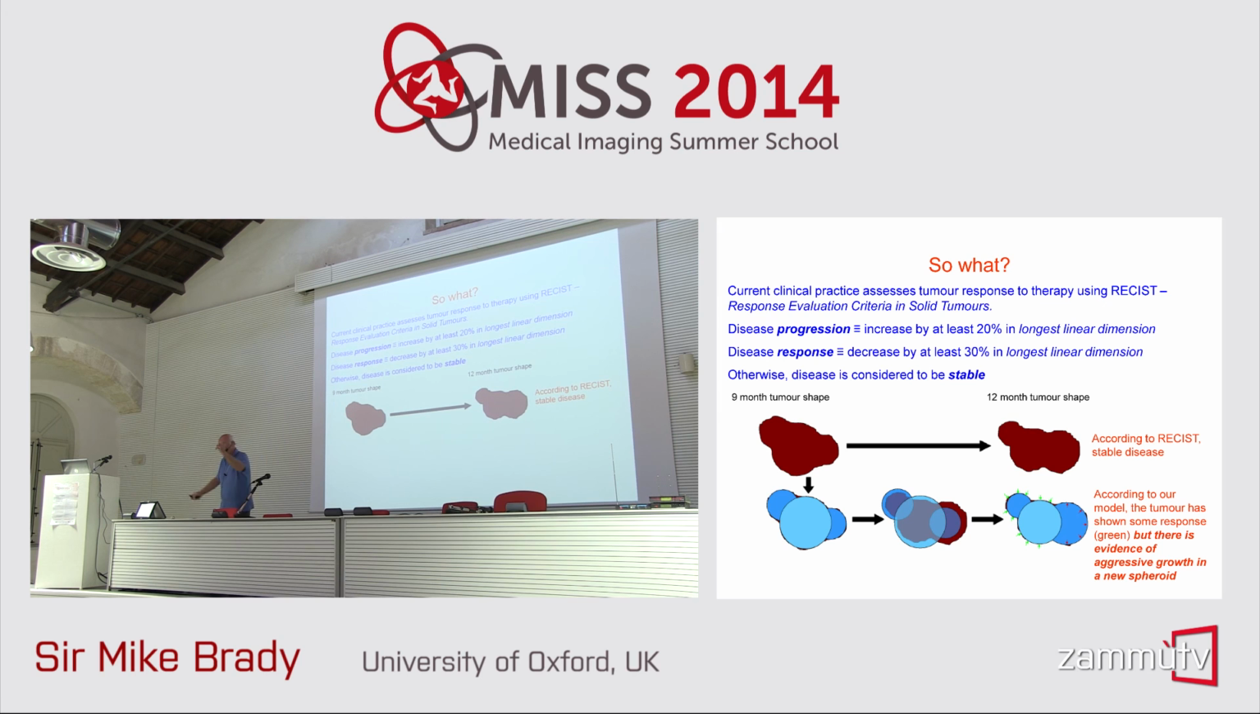Well, actually, let's look in a little bit more detail. And what we find is, by fitting this, that these two spheres have shrunk, but that one has grown very aggressively. So according to this model, this is evidence of very, very significant aggressive growth in a new spheroid. This is a tumor which is really, really aggressively growing. Clinically, at the moment, everywhere in the world, no, it's stable. It sure as hell is not stable. All right? Sure as hell is not stable disease.